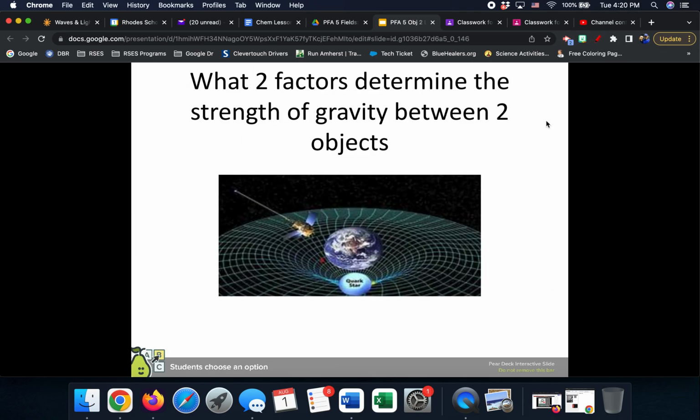What two factors determine the strength of gravity between objects? Pause and see if you remember. Two factors are distance. The closer they are, the stronger it is, and mass. The heavier they are, the more gravity there is.